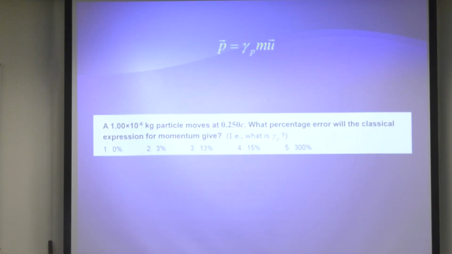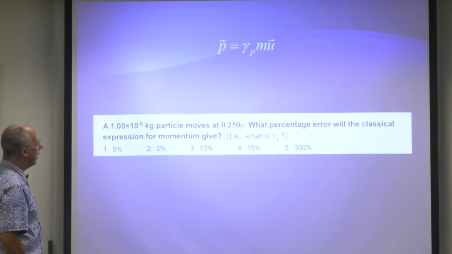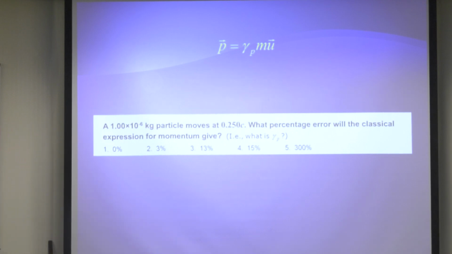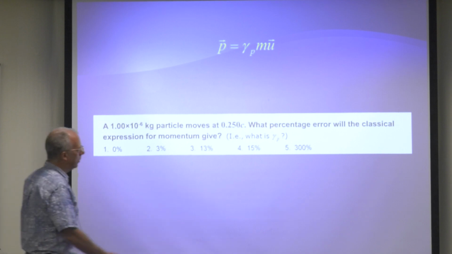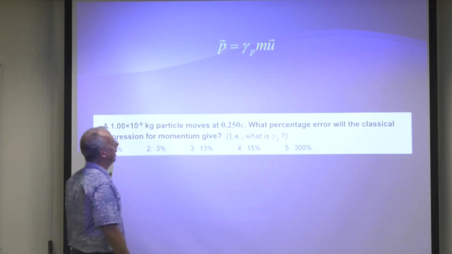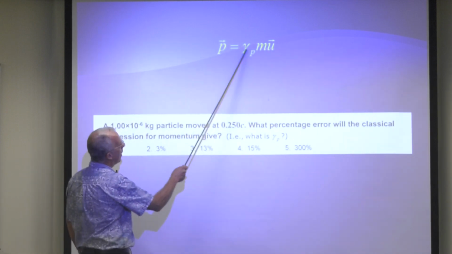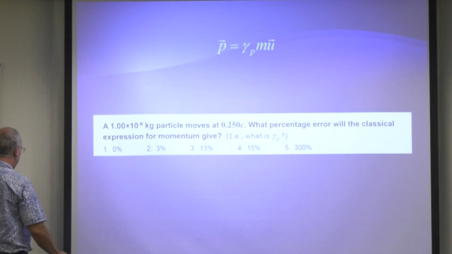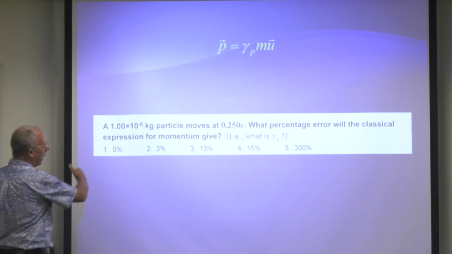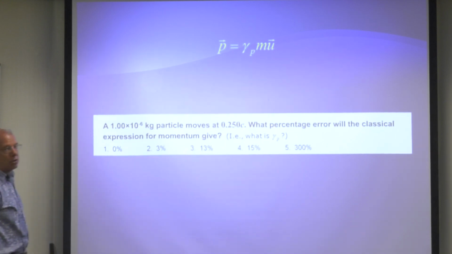All right, here's a problem for you. A 10 to the minus 6 kilogram particle moves at 0.25 c, so that's relativistic. What percentage error will the classical expression for momentum give? In other words, what you're really figuring out is gamma, right? Because without the gamma, it's just a classical expression. So gamma tells you the difference between classical and relativistic. So in other words, just figure out gamma p. So pause your video and figure out gamma p, please.